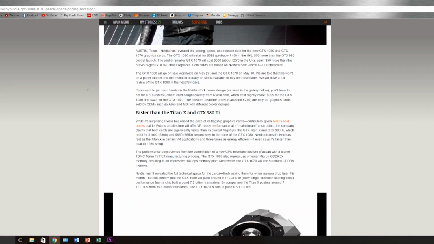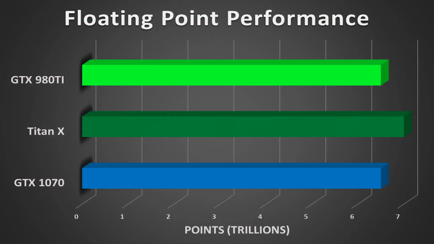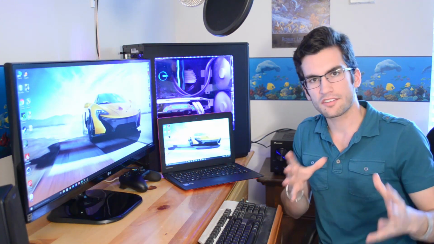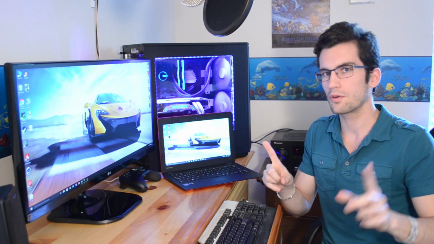First up, I want to talk about floating point performance because we actually do have physical numbers from Nvidia in this regard for the 1070. So we have the Titan X at 7 teraflops, the 980 Ti at 6.5, and also, coincidentally, the 1070 at 6.5. Now this falls in line with Nvidia's claim that the 1070 is on par, if not a little better than the Titan X when it comes to certain workloads.